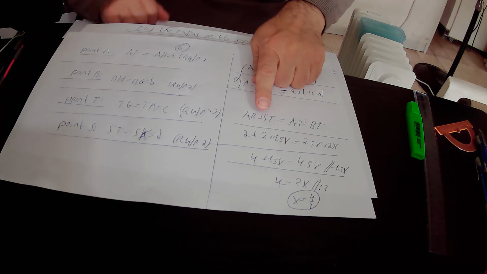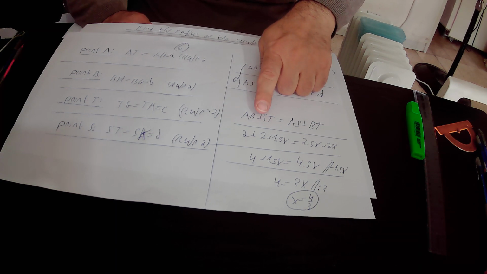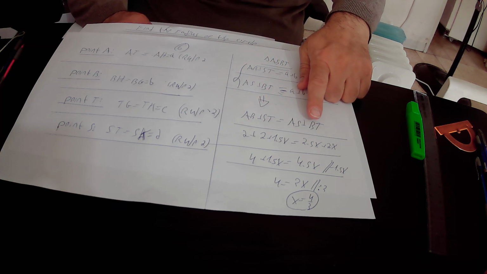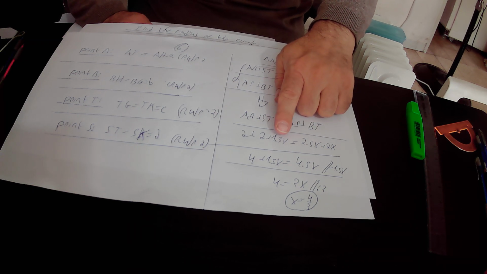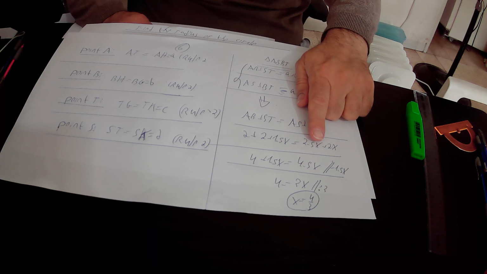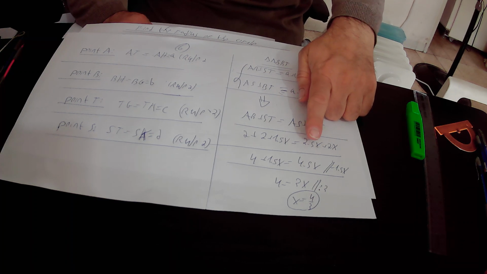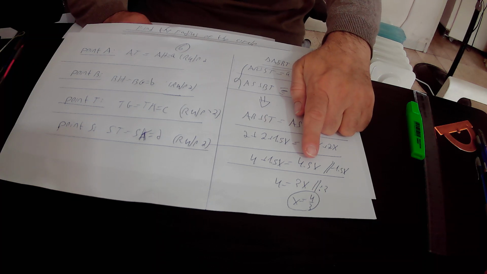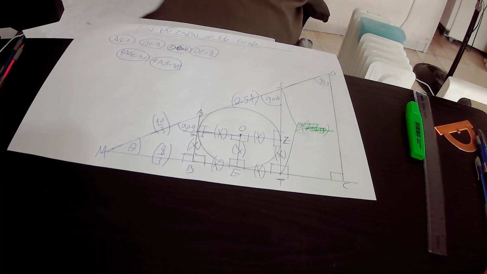So in conclusion, we found that 2 plus 2 plus 1.5x equals 2.5x plus 2x. 2 plus 2 is 4, so on this side of the equation we have 4 plus 1.5x. That equals 2.5x plus 2x, which is 4.5x. Subtracting 1.5x from both sides, we find that 4 equals 4.5x minus 1.5x, which is 3x. So 4 equals 3x. We divide this equation by 3 and find that x equals 4 over 3 units in length. So the radius of this circle, x, equals 4 over 3 units.